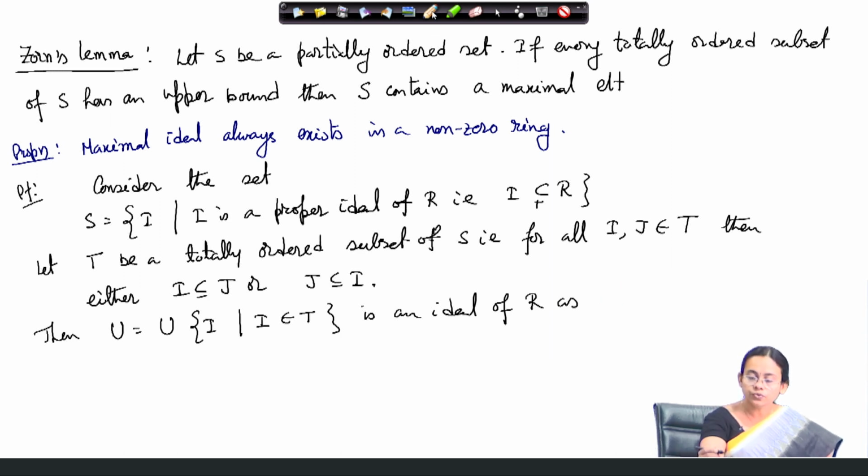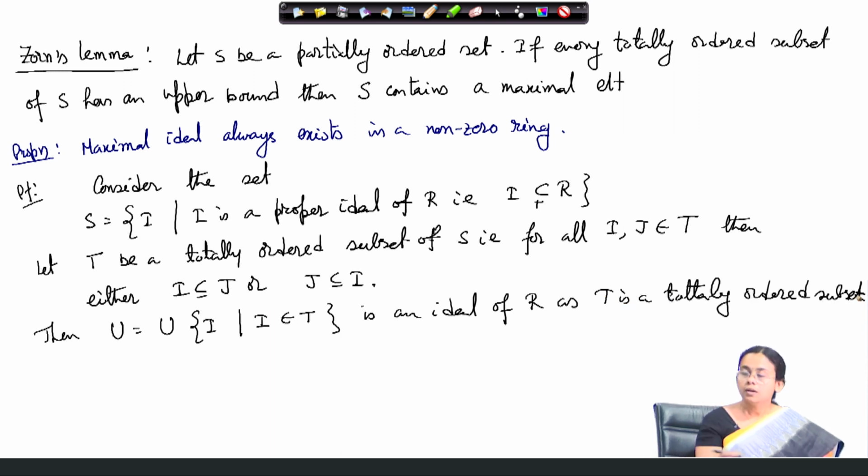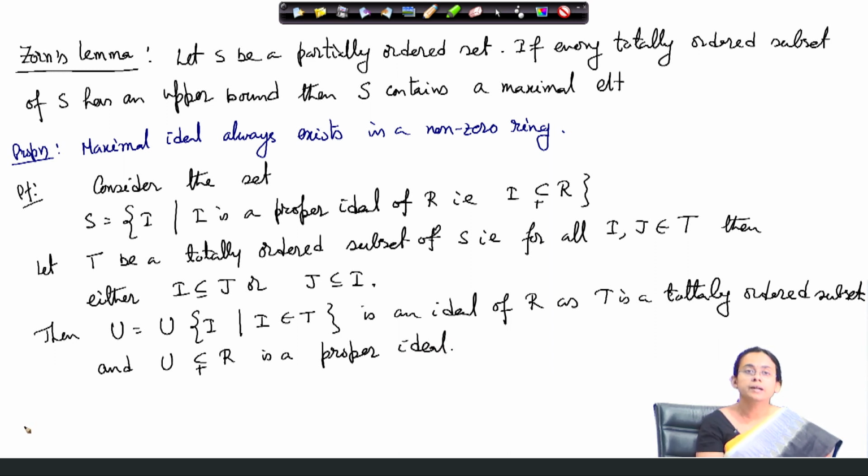This is something that you should verify. Moreover, this ideal U is also not the whole ring, that means U is a proper ideal also. Every element of T is a proper ideal, not the whole ring. Their union cannot be the whole ring, because then the identity would belong to one of these ideals, but none of them contains the identity. Therefore, U is not the whole ring.